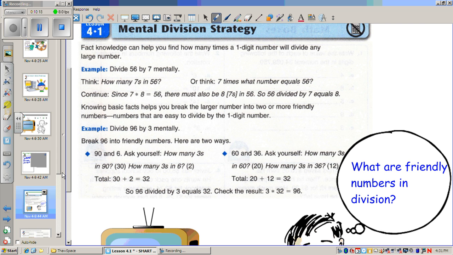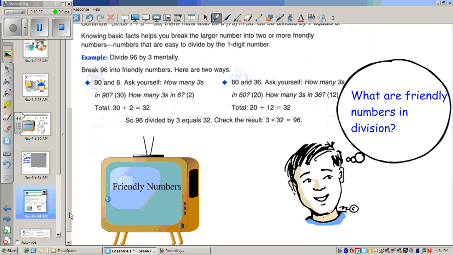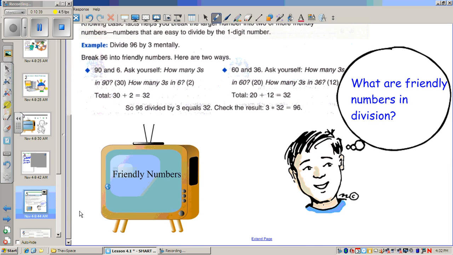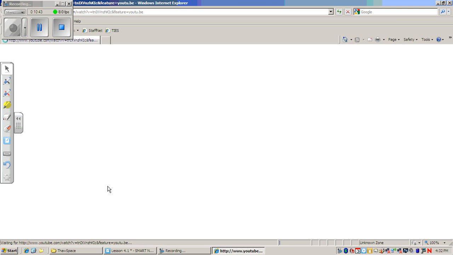I could also do 60 and 36. How many 3s in 60? That would be 20. And how many 3s in 36? That would be 12. So I would add 20 plus 12 and get 32. So what are friendly numbers in division? Friendly numbers are simply numbers that you can break down to make your multiplication or division problem easier for you. So let's talk about friendly numbers.